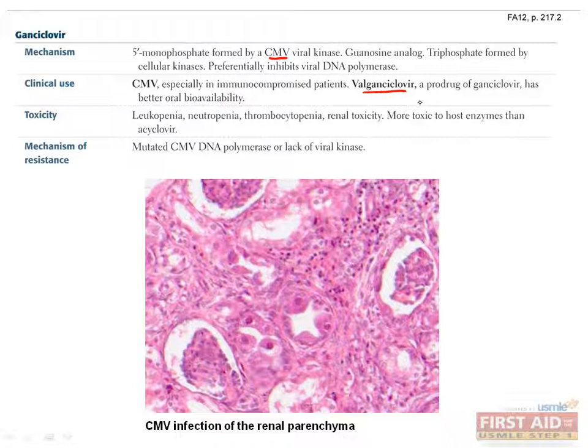Valganciclovir, a prodrug of ganciclovir, has better oral availability. Ganciclovir is converted to 5-monophosphate through activation by CMV viral kinase, or HSV-VZV thymidine kinase. This drug is more toxic than its counterpart acyclovir, causing leukopenia, neutropenia, thrombocytopenia, and renal toxicity.